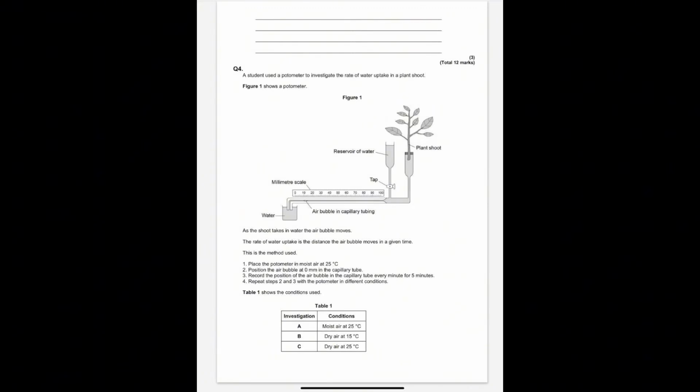Place the potometer in moist air at 25 degrees. So it's not dry air, it's going to be moist air. Position the air bubble at 0 millimeters in the capillary tube. This is the capillary tube going across horizontally over here. Number 3, record the position of the air bubble in the capillary tube every minute for 5 minutes. Repeat steps 2 and 3 with the potometer in different conditions. Table 1 shows the conditions that we used. Over here, we've got A, B, and C, so 3 investigations. And here we had different conditions, such as different temperatures that we have used.